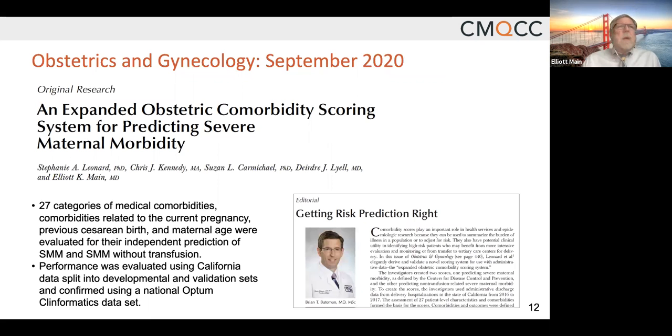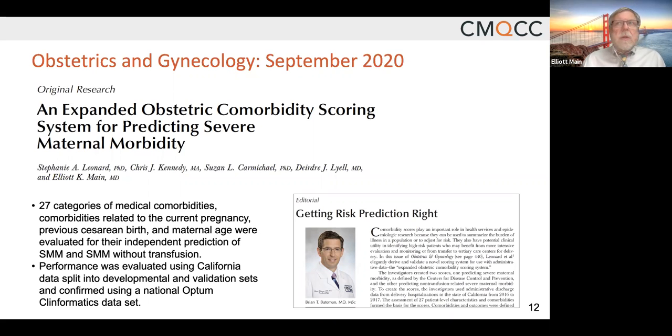Next slide. So first of all, we spent a lot of time working on a comorbidity system for predicting severe maternal morbidity to use as a risk adjustment model. We built on an earlier model by Brian Bateman from Harvard, who did this about a decade ago with a different definition of severe maternal morbidity and a very limited set of comorbidities. So we expanded it to 27 categories of comorbidities, including prior section, maternal age, and obesity, and evaluated them for their independent, this is really important, independent prediction of SMM and SMM with transfusion.